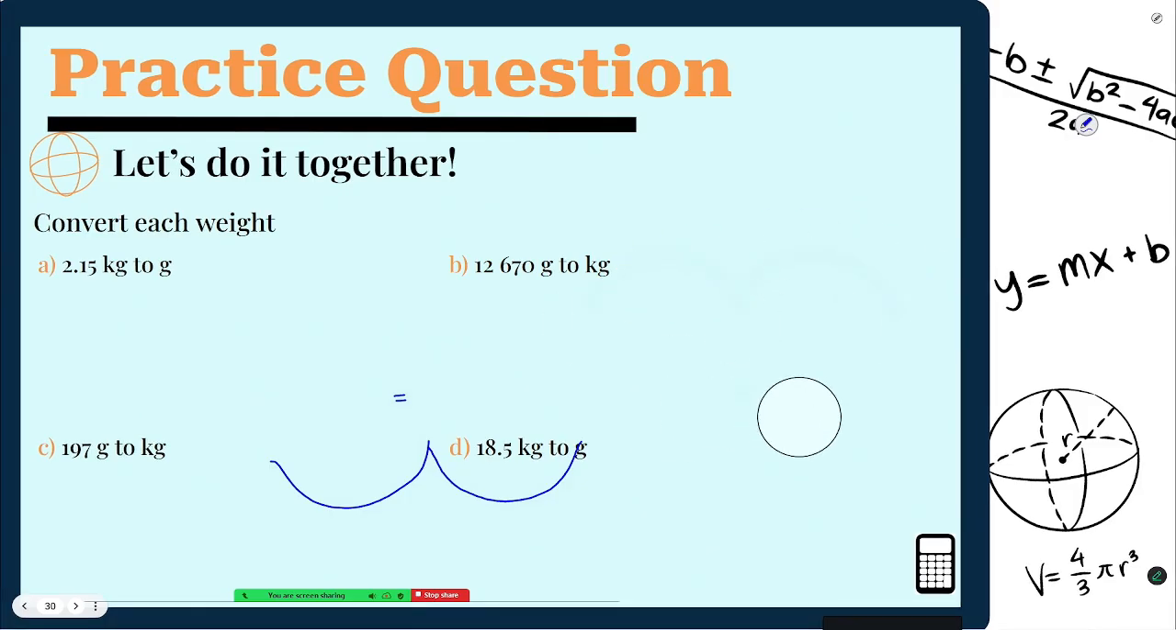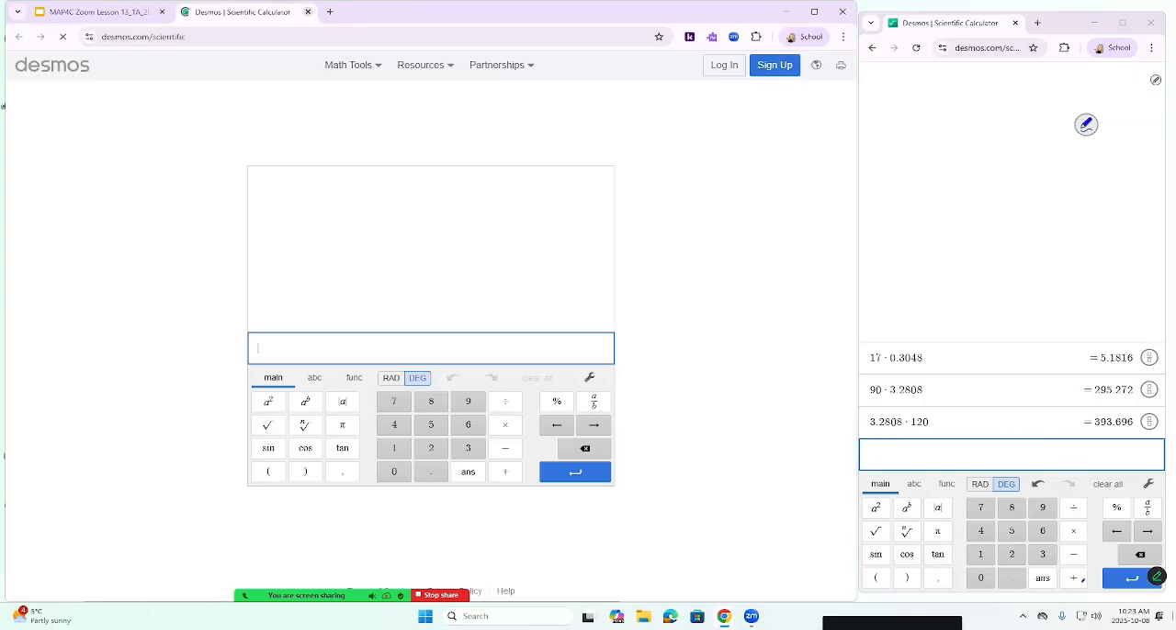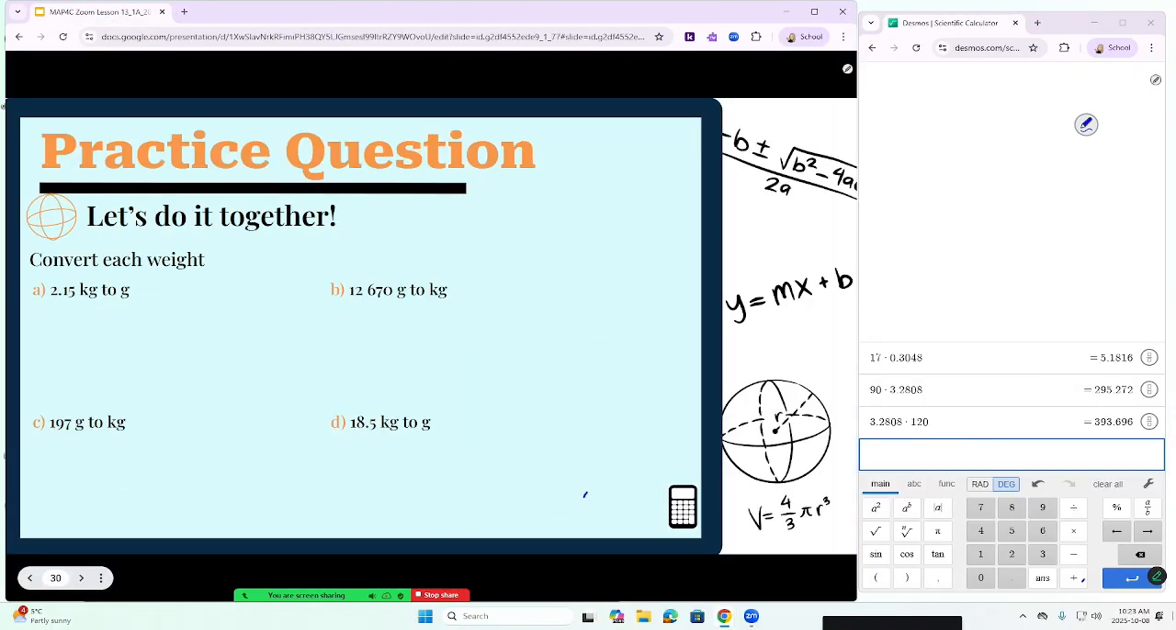Here we have a practice question that says convert each weight, 2.15 kilograms to grams. Well, we are working within the metric system. Kilograms is metric and grams is metric. So we don't have to memorize or know what the conversion is. We are just going to work off of our units based on those tens. So 2.15 kilograms to grams. We're going from big to small.